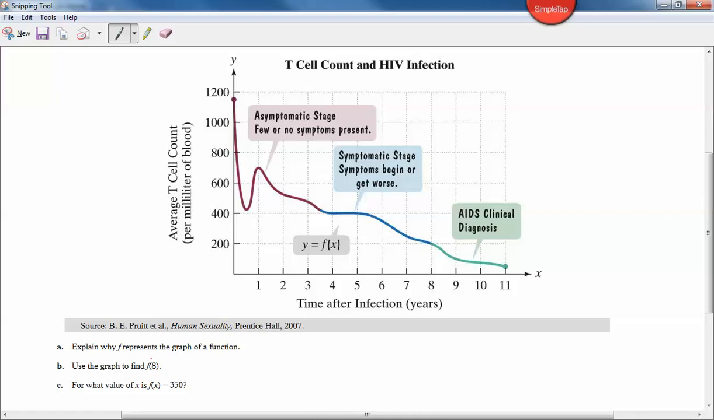So F of 8 is like plugging in. We don't have a function to plug it into, but we could still use this graph to find F of 8. F of 8 means you plug in X equals 8. So if you go over to where X equals 8 and go up to the graph, then you can trace that over to the Y, or to the F of X. And so F of 8 equals 200.